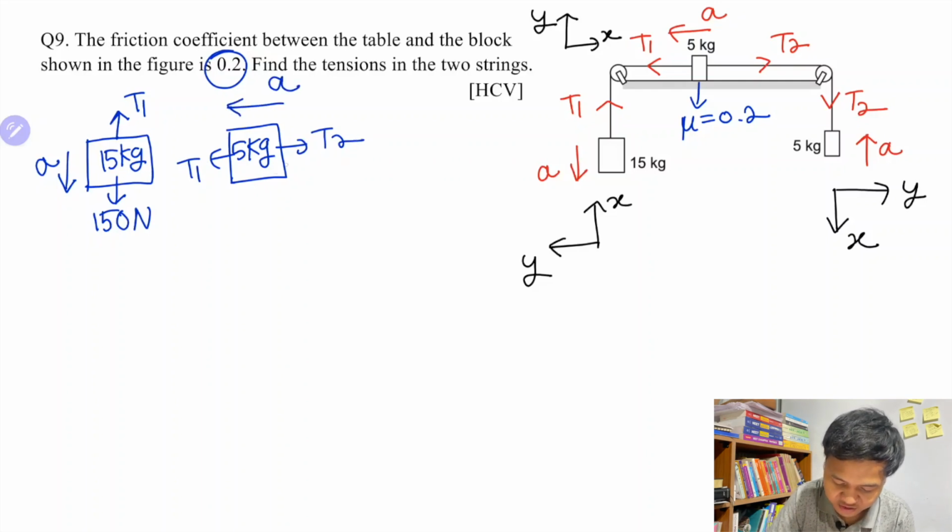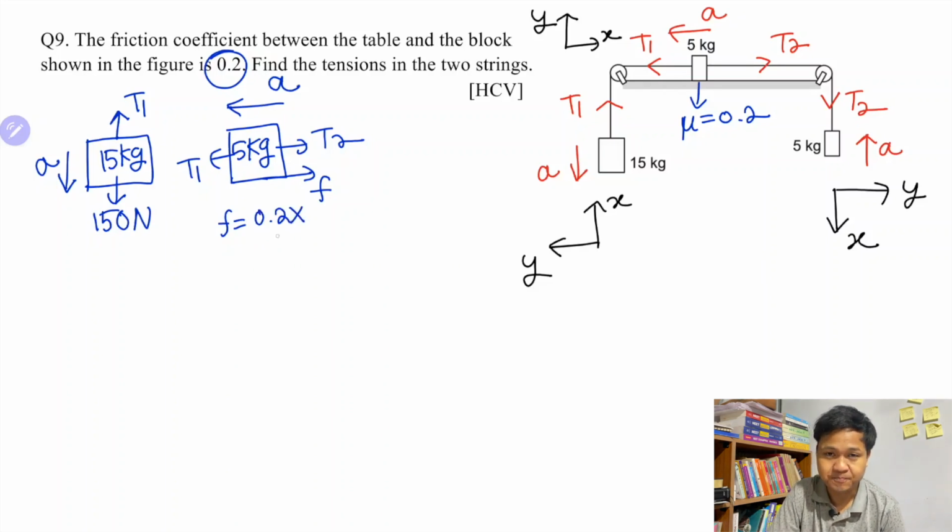Additionally you have friction force also. Is there friction force here? So F equals mu into N. So 0.2 into normal. The weight is 50. In the vertical direction net force is 0, so the normal is 50. So 0.2 into 50 is 10 newton.